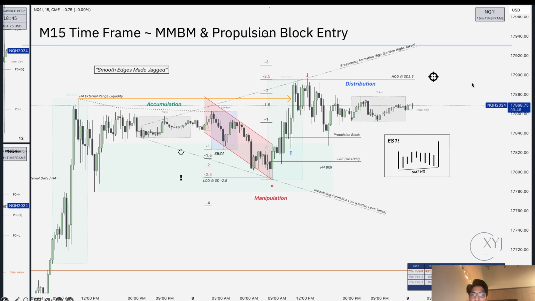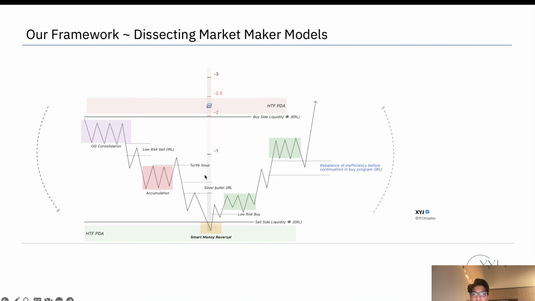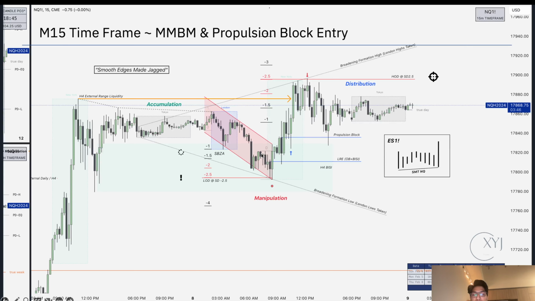As you can see, the precision of some of these things are definitely algorithmic. And once you can put together these concepts and these confluences, aligning the economic calendar, standard deviation theory, and of course, our market maker models, you can really get precise with your targeting and your entries.